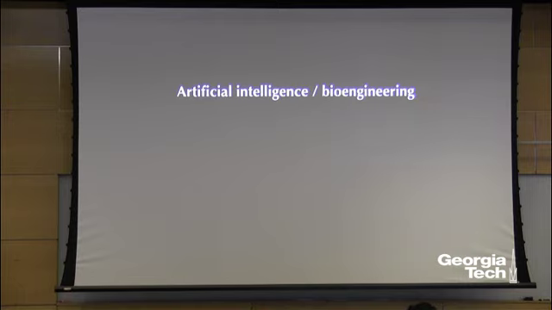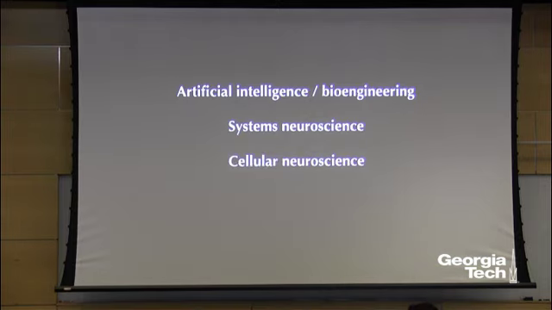And there are many approaches that people are taking to try to understand intelligence. Of course, there's a whole field of artificial intelligence and bioengineering, where people are trying to engineer intelligent robots, for example. There are systems neuroscientists and cellular neuroscientists who are interested in understanding how the brain works. And for me personally, I really would find it very satisfying if we could achieve an understanding of the brain at all these different levels.